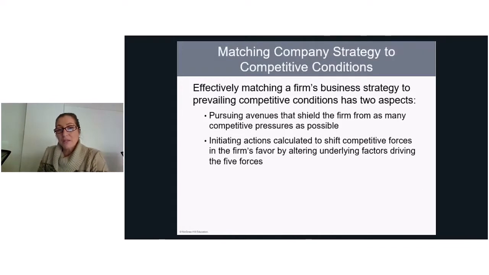We're going to match the company strategy to the competitive conditions because that is going to help us in pursuing and protecting the firm from as many competitive pressures as we can, and it's also going to initiate actions calculated to shift competitive forces. So maybe, in other words, if we know that this is what we want to do, but because the competitive forces and dynamics are what they are, we're going to move slightly further this way so that we can pull back when the competitors retaliate.